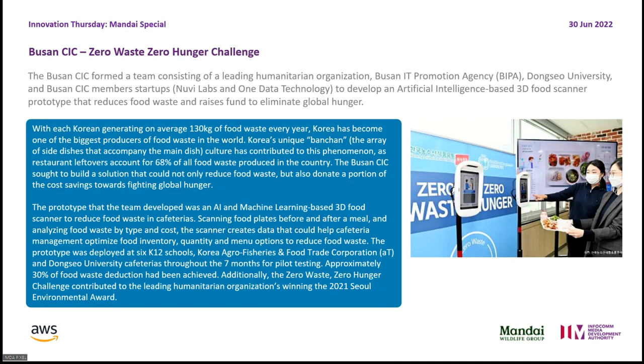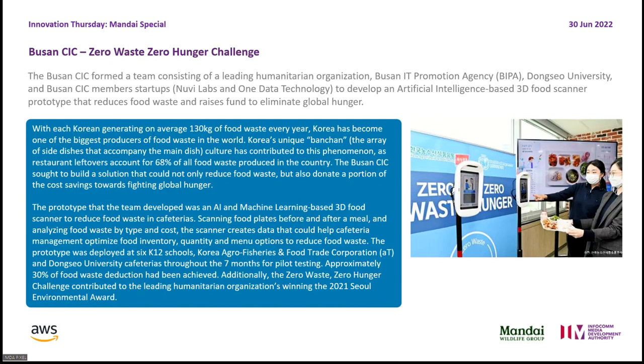So in the cafeteria, what they have implemented is this little device. Again, this was done together with startup companies, Nuvi Labs and One Data Technologies. They built this. What this does is, when each kid has gotten their food, they go to this machine and it will scan it. Based on the scan, it will recognize the food items. After they have finished their food, they scan it again, and it will recognize what has been consumed and what has not been consumed. This delta is sent back to the cafeteria owner.